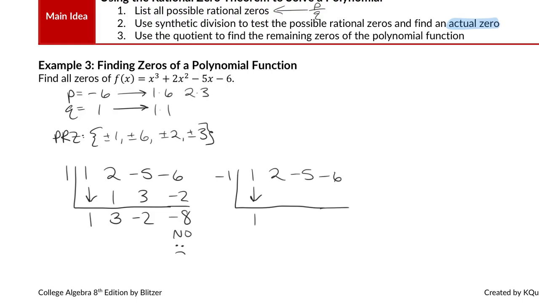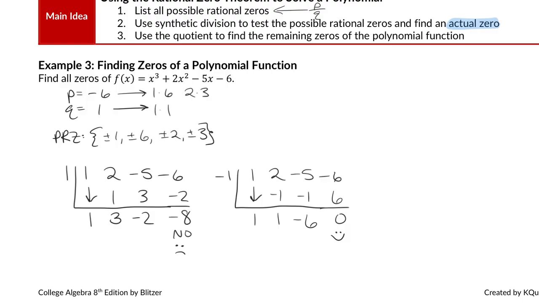We bring down, we multiply, we add, we multiply, we add, we multiply, we add. What do we get at the end this time? That's good. We want that. That's a happy face. Because if we get a 0, that means that that particular 0 creates a factor that perfectly divides this polynomial.